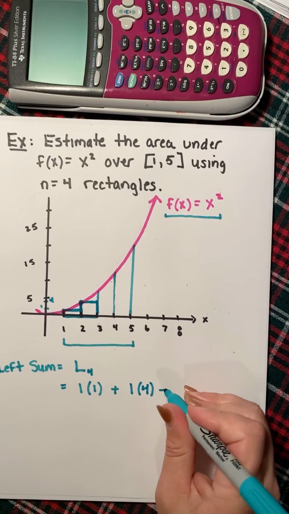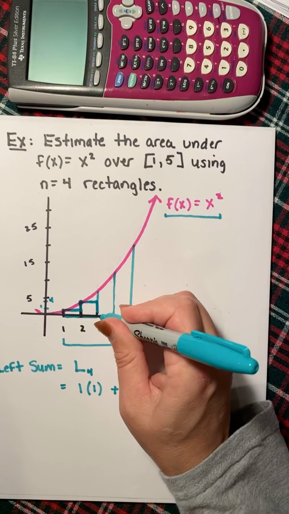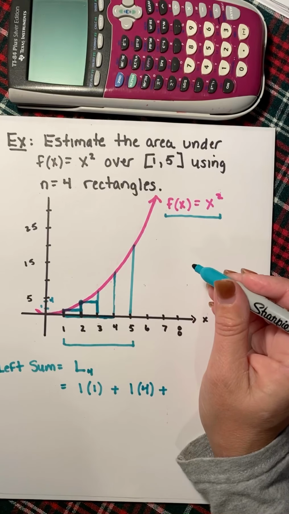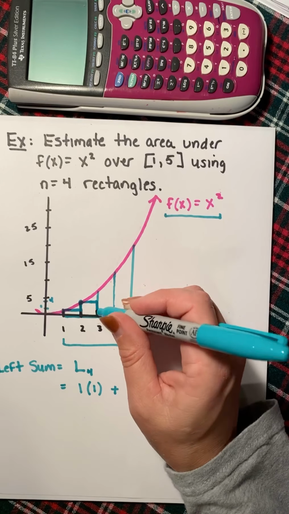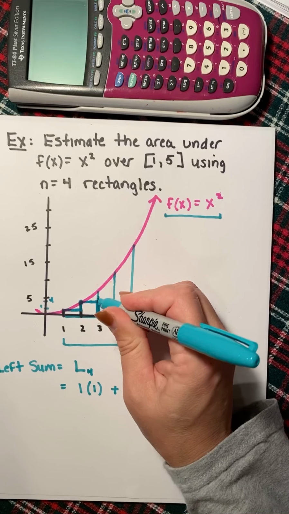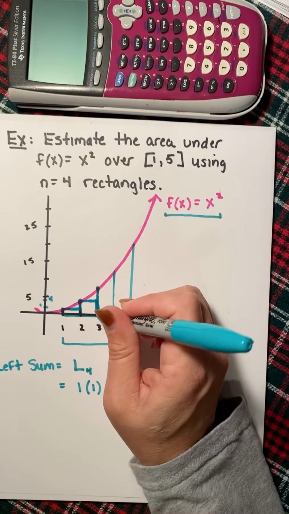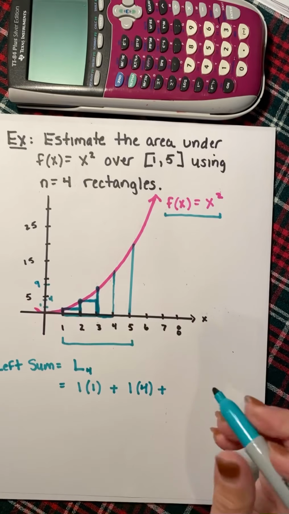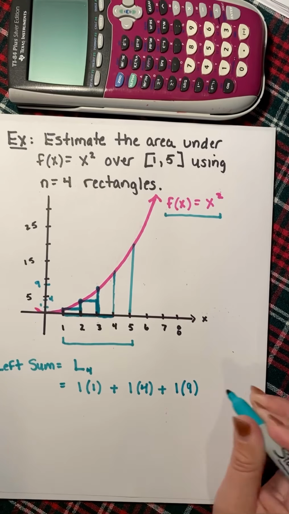And we're going to keep going. We're only going to do this with 4. The base of my third rectangle will be the line between 3 and 4 on my x-axis. The height is determined by going up the left side of that third subinterval, and the height right here would be determined by plugging in the left endpoint, and that would be a height of 9. So my third rectangle has area 1 base times height 9.